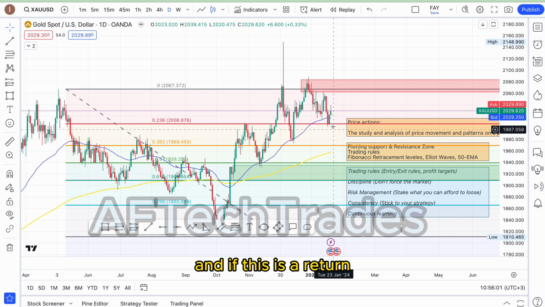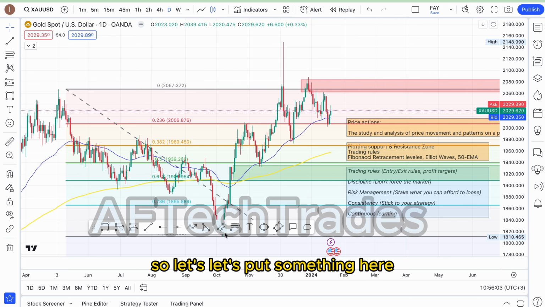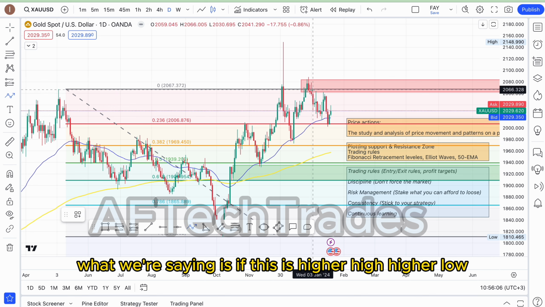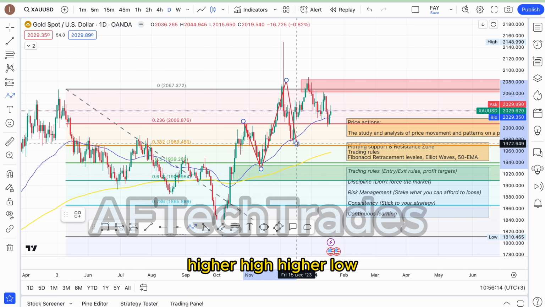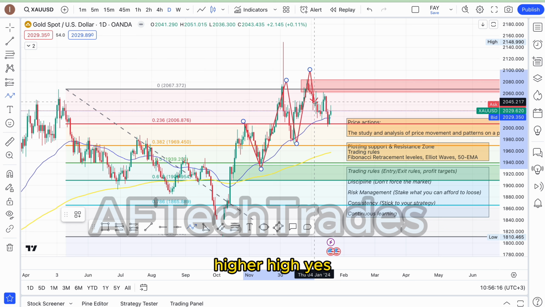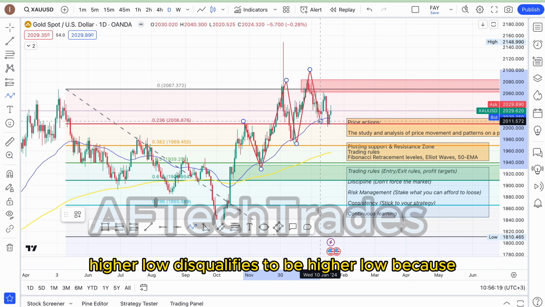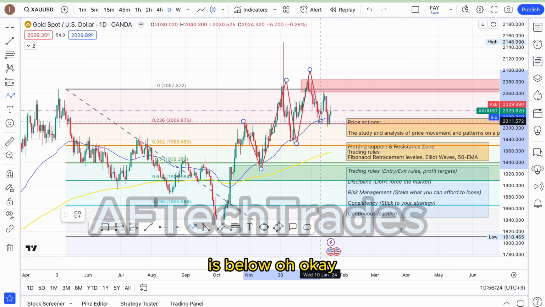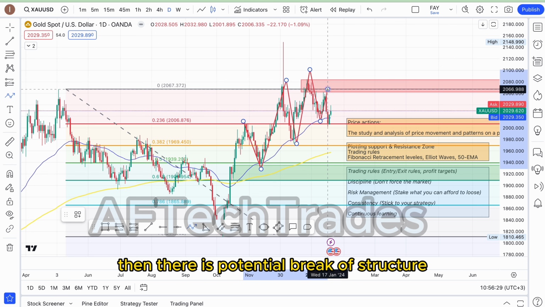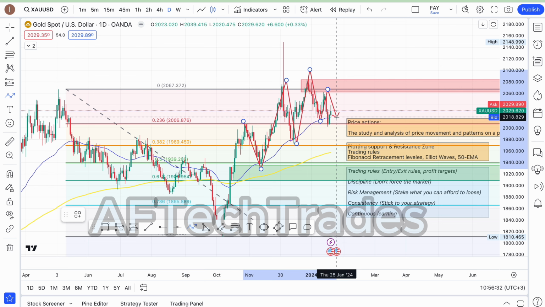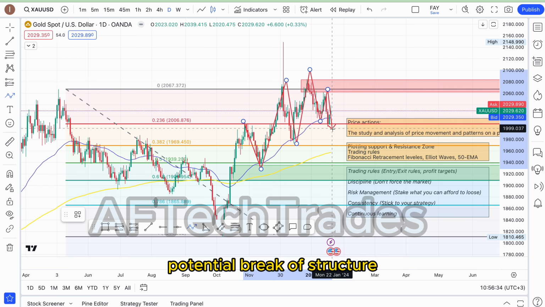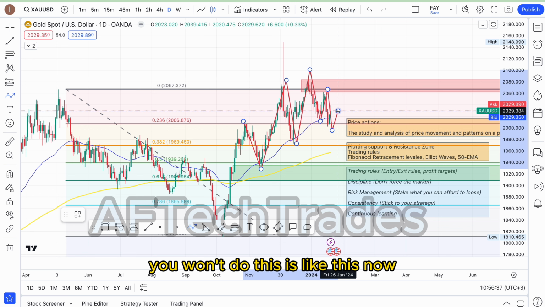And if this is a return, so let's put something here. What we are saying is, if this is higher high, higher low, higher high, higher low, higher high, yes, higher low, this qualifies to be a higher low because it's below. Okay, then there is potential break of structure, even though this is like this now.